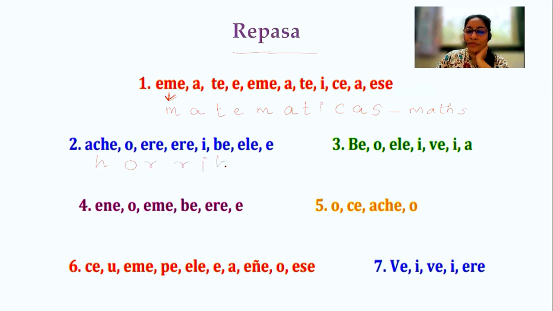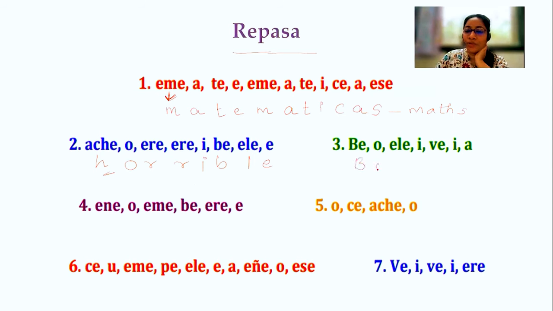I, B is B, L is L, and A is... horrible. Pretty much the same. In English we say horrible, but in Spanish, silent H. So, horrible. Let's move on to the next one.